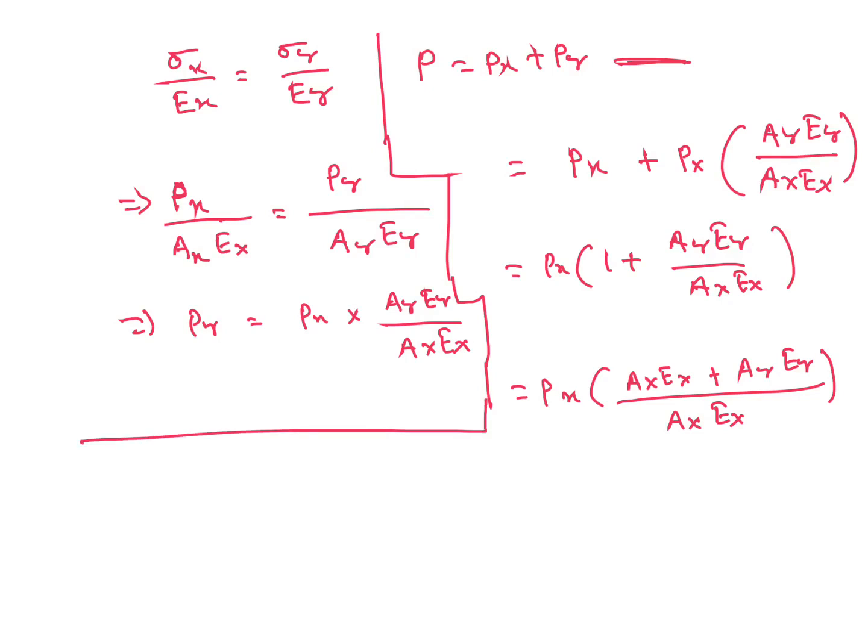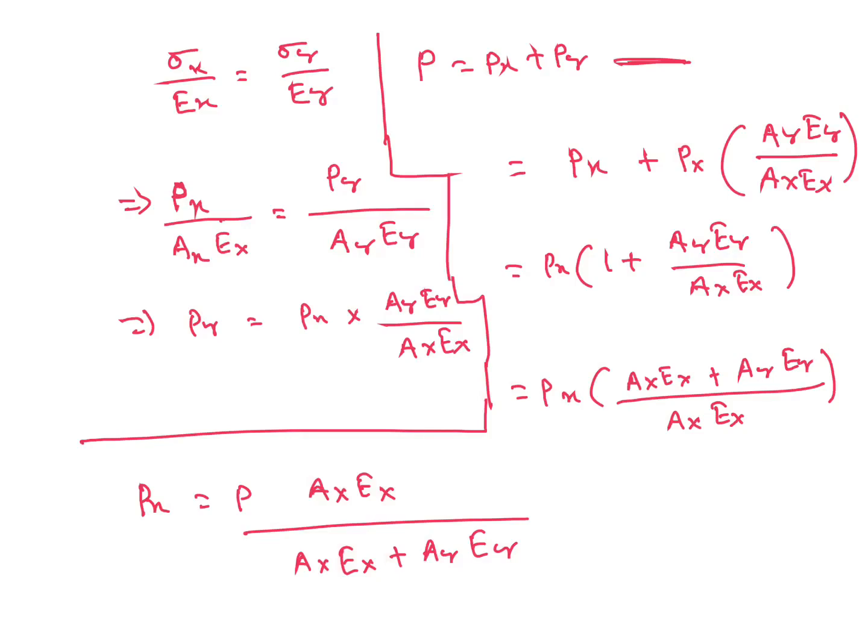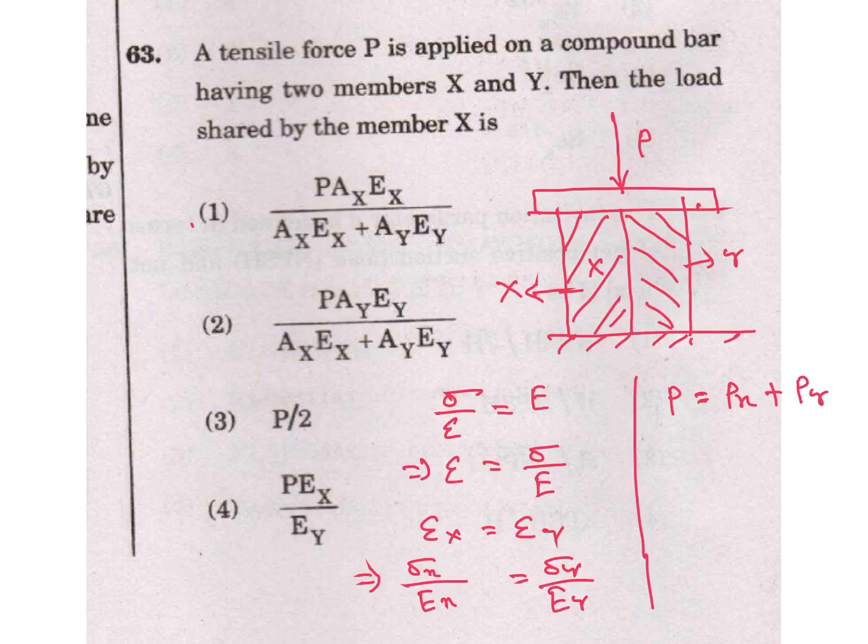We have to calculate the PX value. So PX equals P into AX EX divided by AX EX plus AY EY. So from the options we have to check. From the options, P into AX EX divided by AX EX plus AY EY, option 1 is our answer.